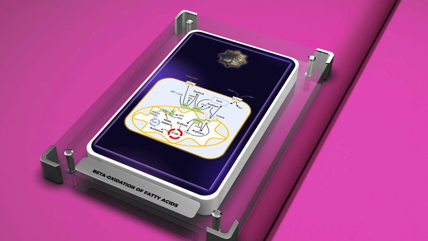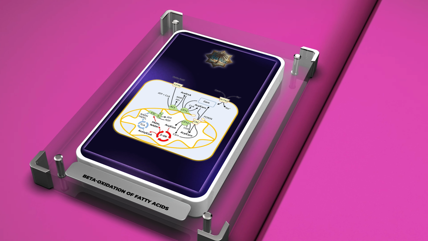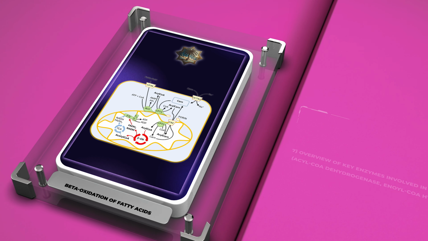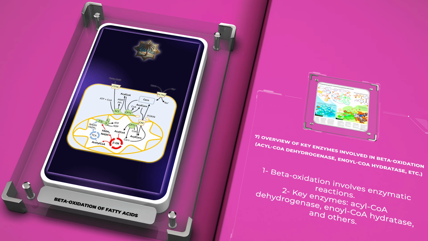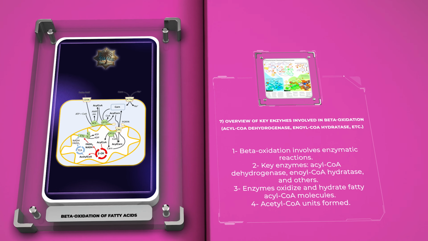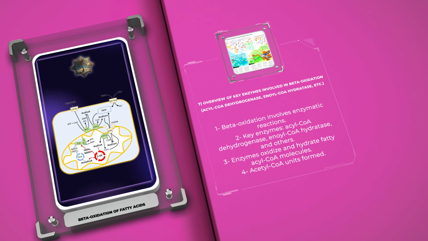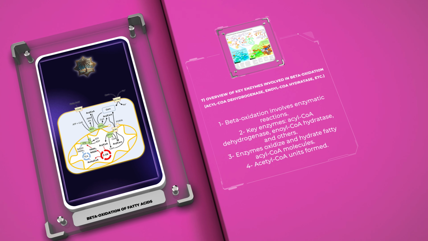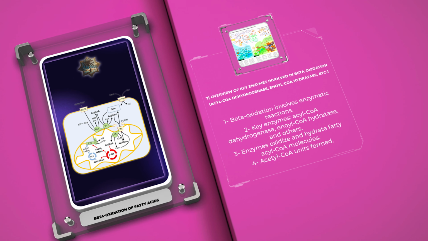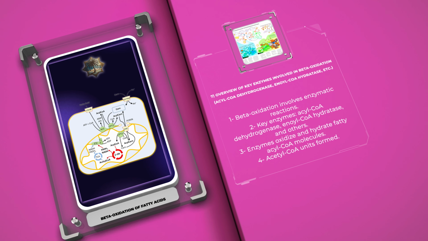This process involves a carnitine-dependent shuttle system that facilitates the movement of fatty acyl-CoA across the mitochondrial membranes. Beta oxidation involves a series of enzymatic reactions, with each step catalyzed by specific enzymes. Key enzymes in this pathway include acyl-CoA dehydrogenase, enoyl-CoA hydratase, and several others. These enzymes play vital roles in the oxidation and hydration of fatty acyl-CoA molecules, breaking them down into acetyl-CoA units.